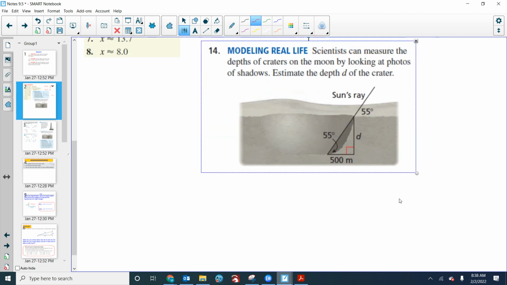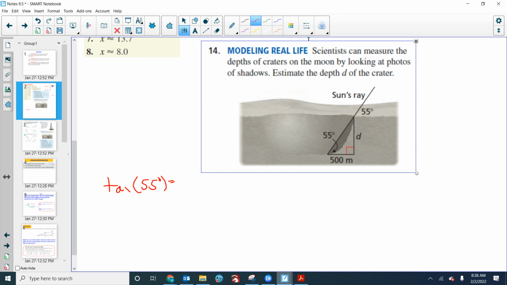All right. Scientists can measure the depths of craters on the moon by looking at photos of shadows. Estimate the depth D of the crater. All right. So, Paige, help me out. What did you set up? I said tan 55 equals 500 over D.